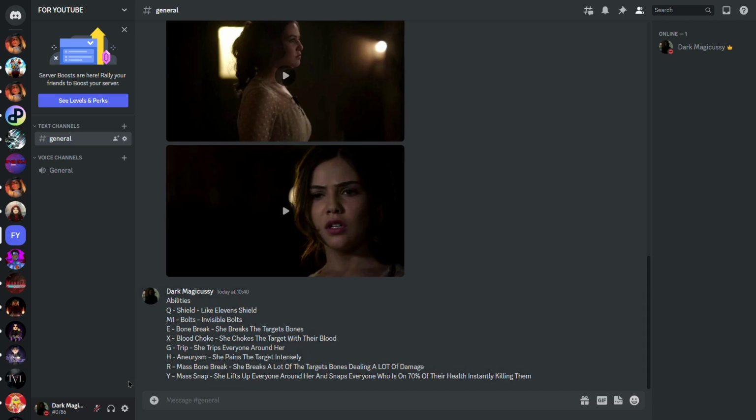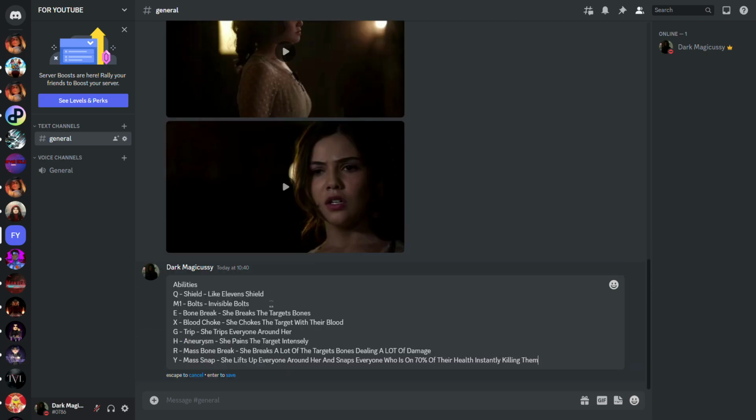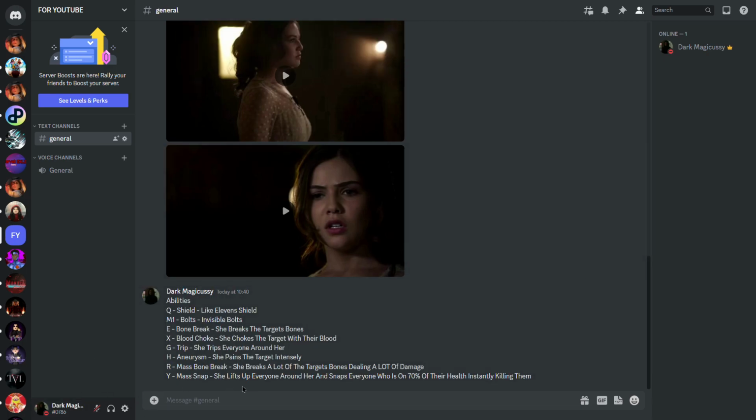Firstly, her shield, which is like 11 shield, which pushes everyone around her back. This is M1, bolts. They're invisible bolts. Okay, you know what? Change that. Never mind. Yeah, this is still invisible.